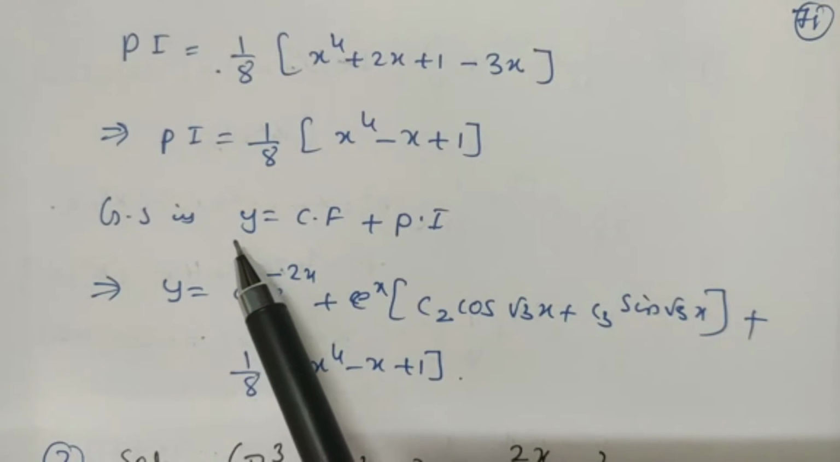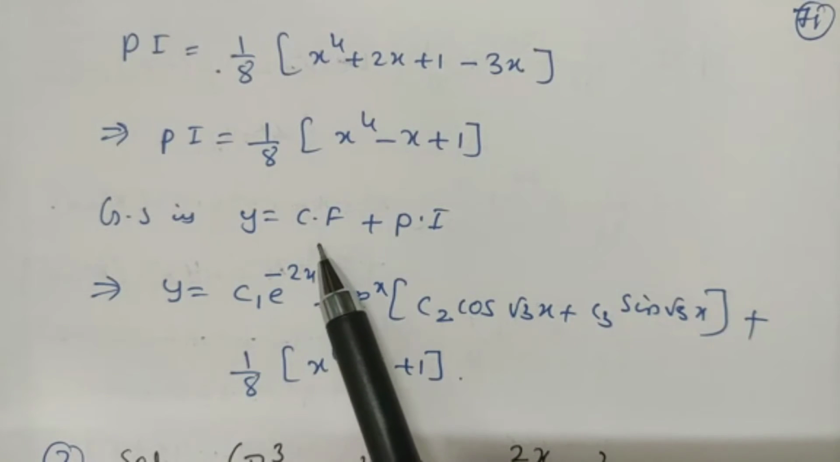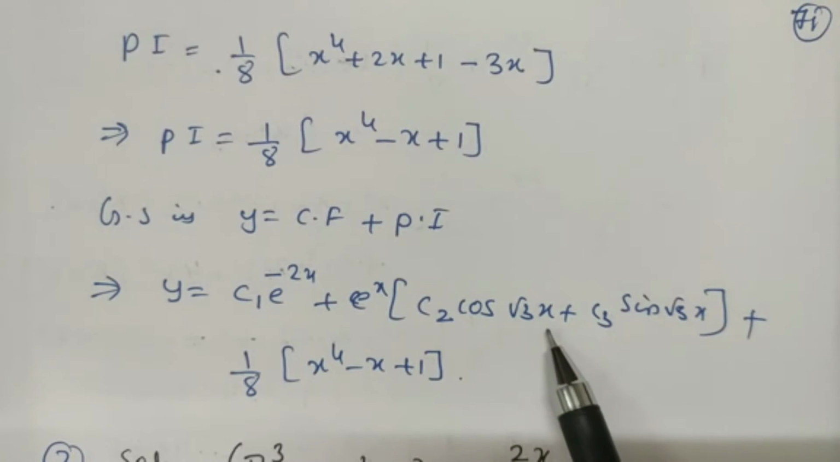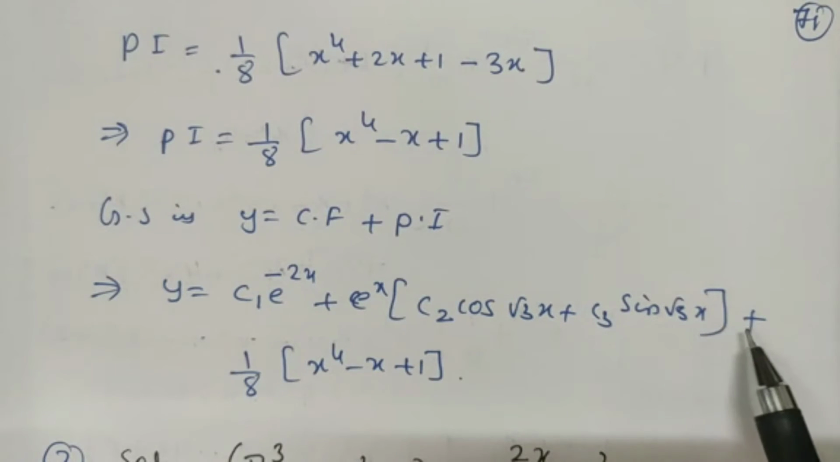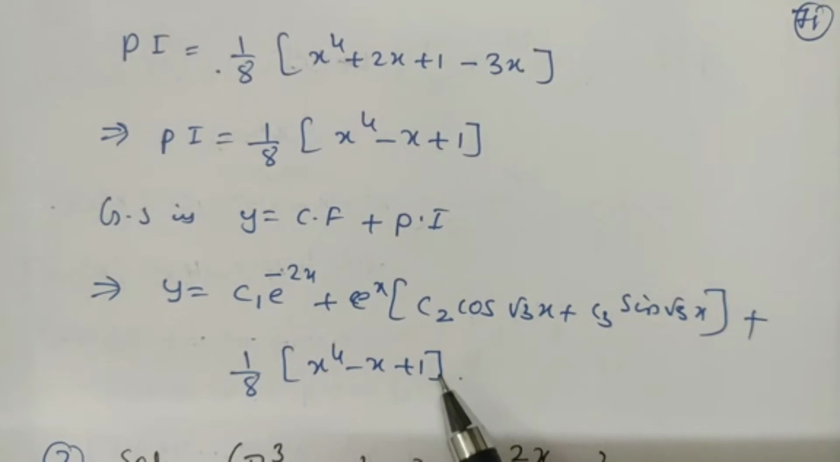And we know the general solution is complementary function plus particular integral. You just add these two. And we know the complementary function is c1 e raised to minus x plus e raised to x into (c2 cos root 3x plus c3 sin root 3x), plus the particular integral, which is 1 by 8 into x raised to 4 minus x plus 1.